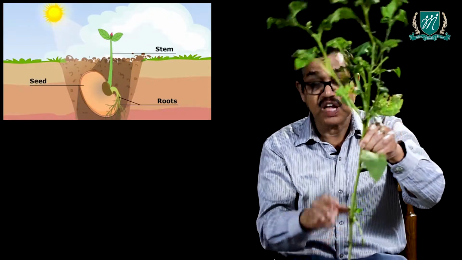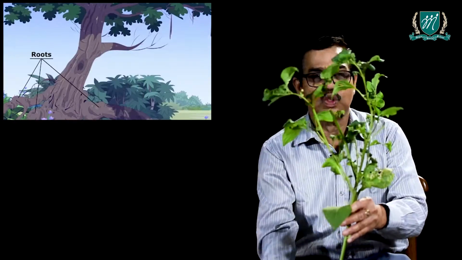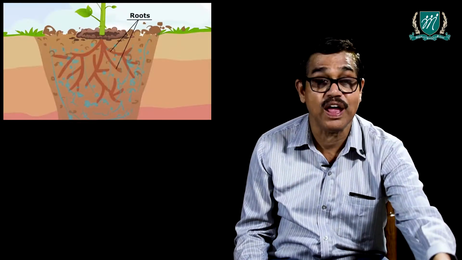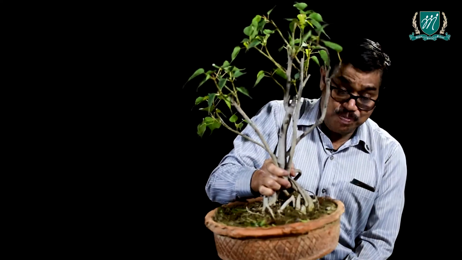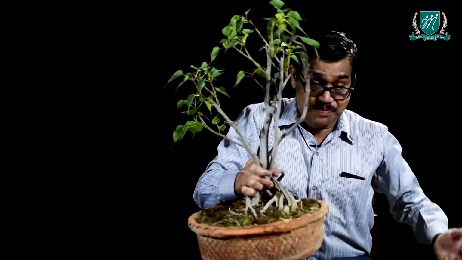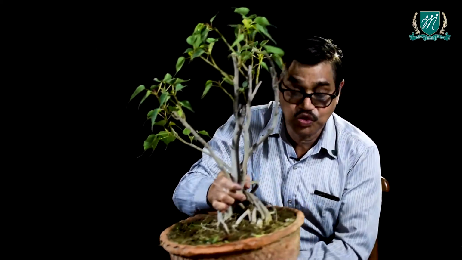Roots fix the plant to the ground. Root absorbs the water for the plants. Roots bind the soil. See, I can lift this plant with this weight. It is holding it up. See, my hand, it's the whole weight of this thing. The roots bind the soil. And roots store food like carrot, radish, and tapioca.